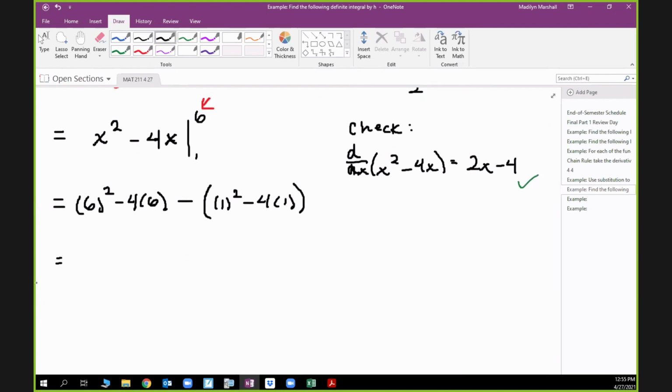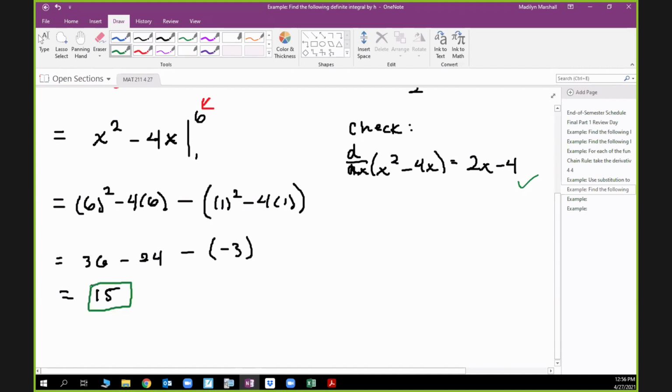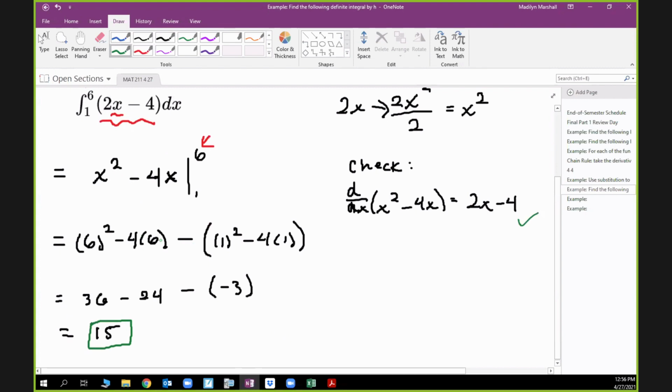And from here it's just a matter of evaluating. So we have 36 minus 24 minus 1 minus 4 is negative 3. So that's 12 plus 3 is 15. So just be careful on this kind of problem. It's the little evaluation things that tend to cause some issues.